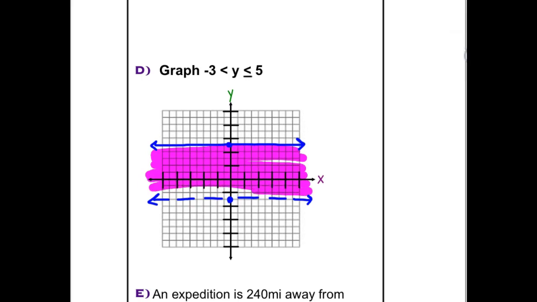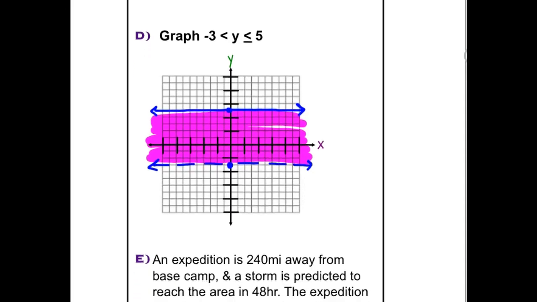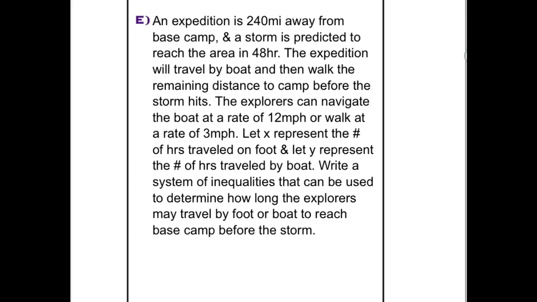-3 and 5. Our final piece for today, I know, take a look at it, freak out now. Take a breath. Let's go ahead and read this. Now I will give the disclaimer, this used to be a you try problem, so be grateful that it's not. We have an expedition, which is a group of people. They are 240 miles away from their base camp, and they just found out a storm is predicted to reach the area of their base camp in 48 hours. The expedition needs to travel by boat and then walk the remaining distance to camp before the storm hits.